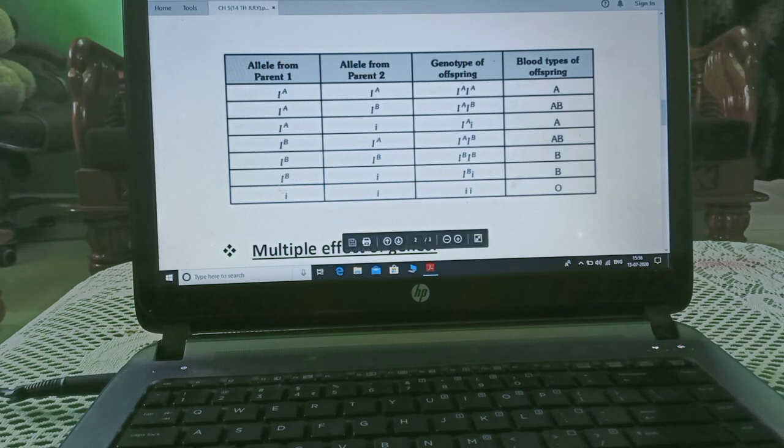One parent has IB, the other parent has the recessive character small i. In combination, the offspring will show IBi, and it will show blood group B. Then suppose one parent has a recessive characteristic, small i, and the second parent again has small i. Then in the offspring both characteristics will appear like this and it will show blood group O. As we know, O is the universal donor blood group and AB is the universal recipient.